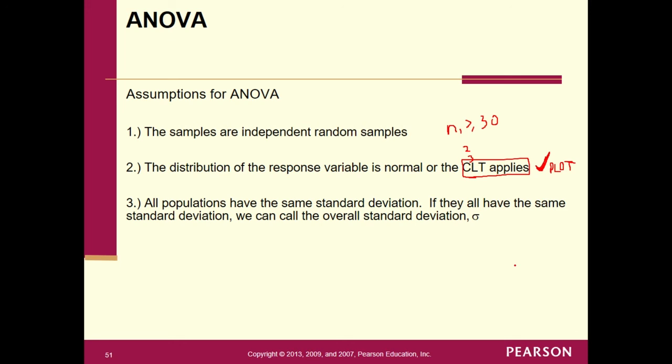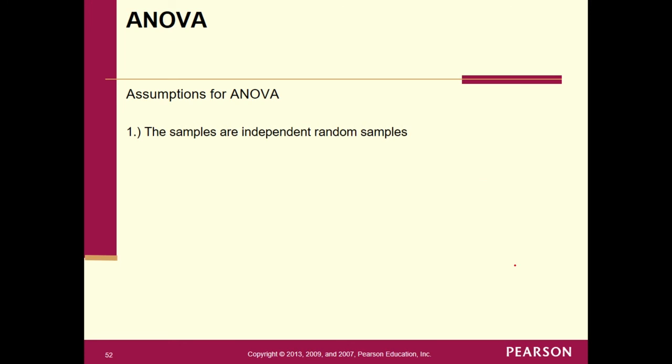3, all populations have the same standard deviation. If they all have the same standard deviation, we can call that overall standard deviation sigma, because that means they all came from one overall population that had sigma for it. And when you broke it down into different groups, the standard deviation was pretty much the same for each one of those groups. So you can call the standard deviation for all the different populations sigma.